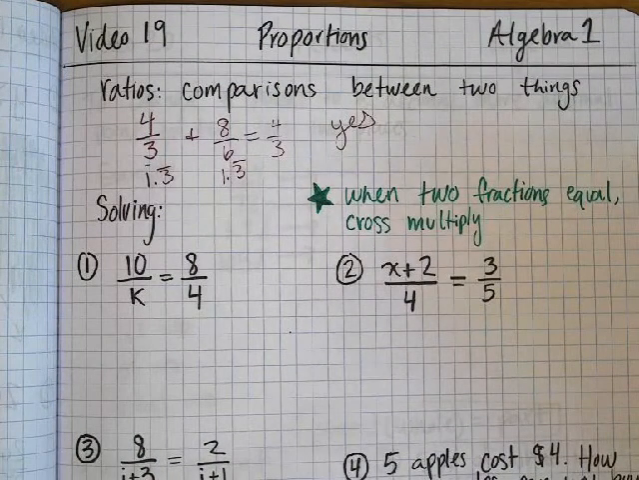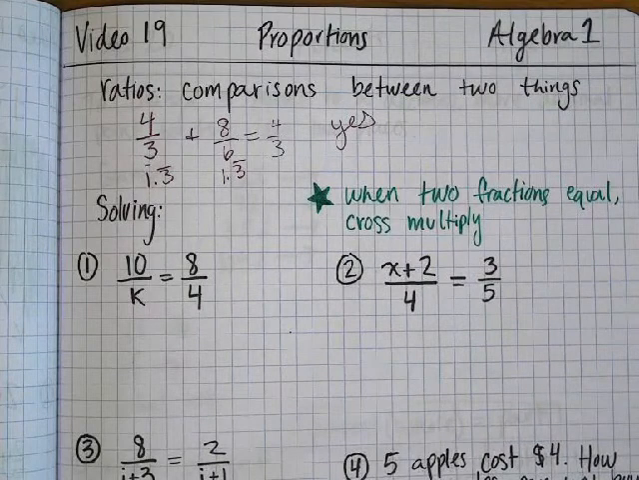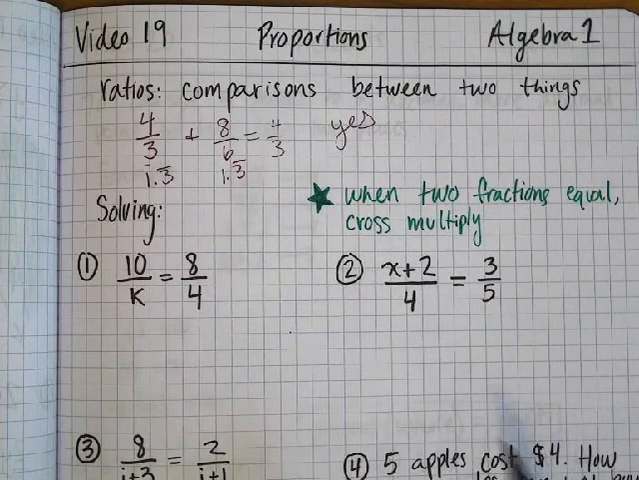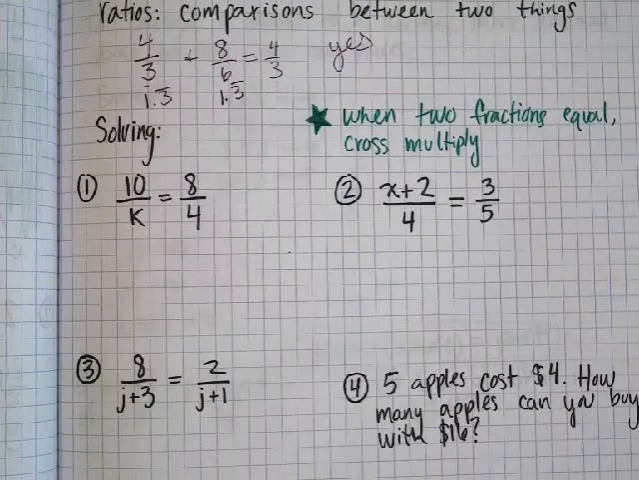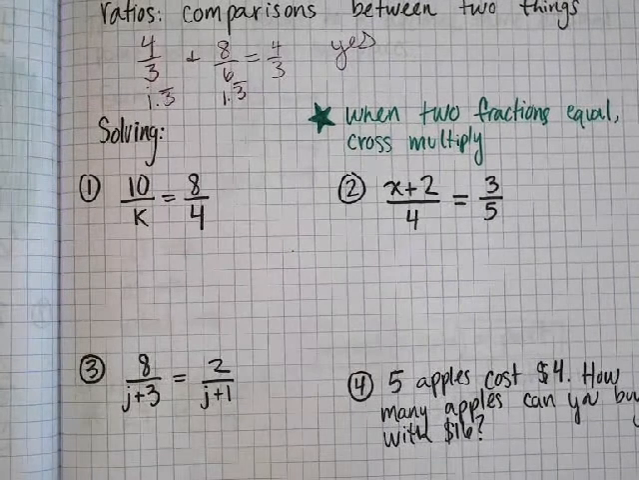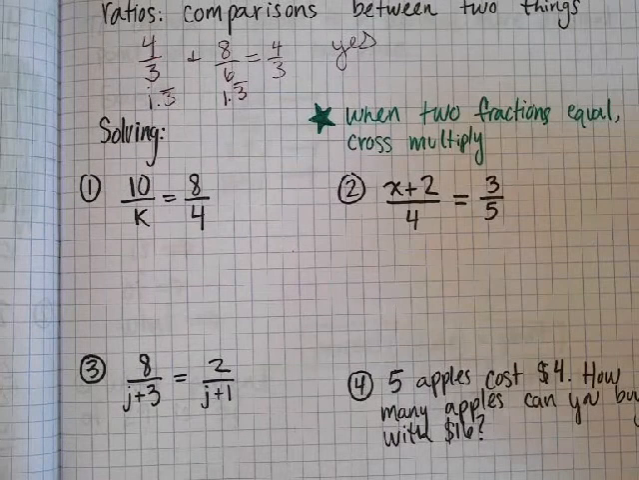When we want to solve two proportions, you always cross multiply, okay? So when you have two fractions equal, cross multiply. It'll make your life very, very easy. So you might remember this from maybe middle school. If not, that's okay. We're going to review it again.